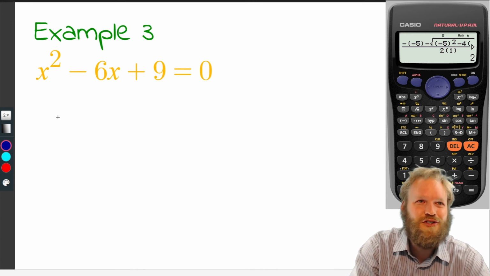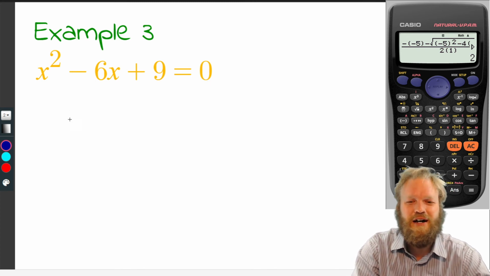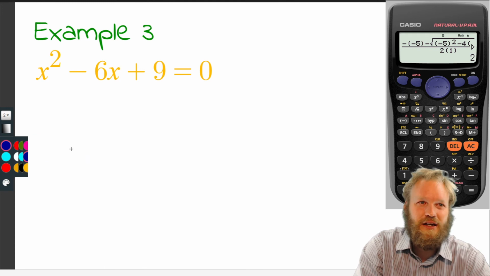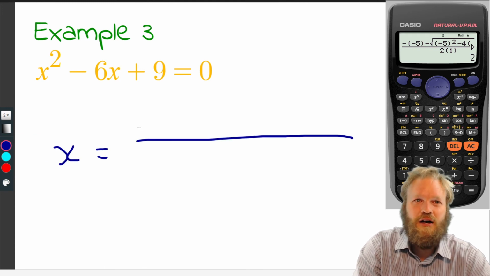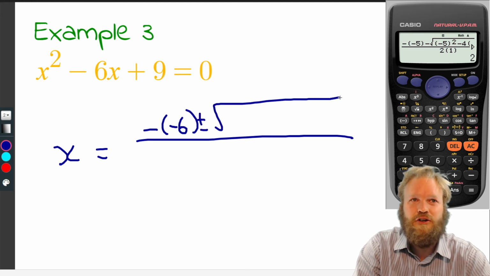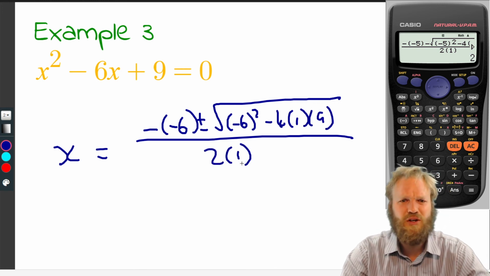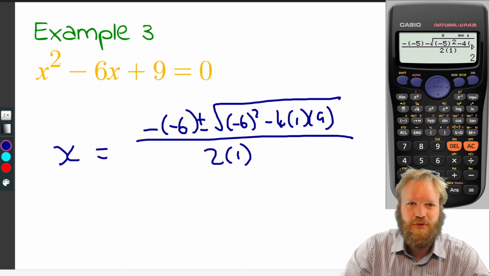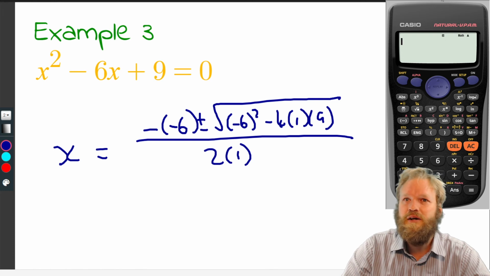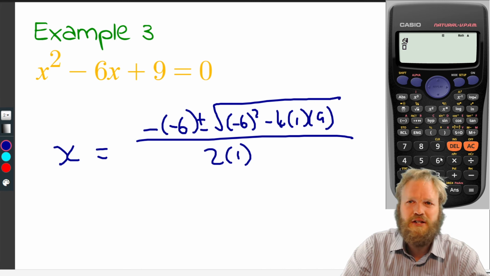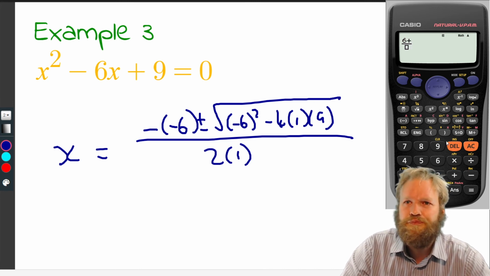Okay, let's do it. So x squared minus 6x plus 9. Again, you could factorize it, but let's do it quickly here. X equals minus b plus or minus the square root of b squared minus 4ac, everything over 2a. Quite quick actually when you start getting into it. Cool, so we put this into our calculator and we're like, well, this is easy. Fraction, minus 6. I already know that's positive 6. I'm going to save myself some hassle.